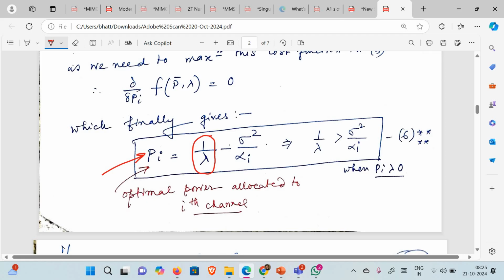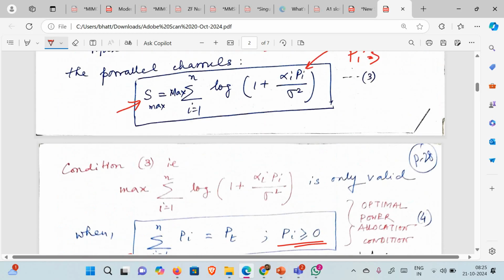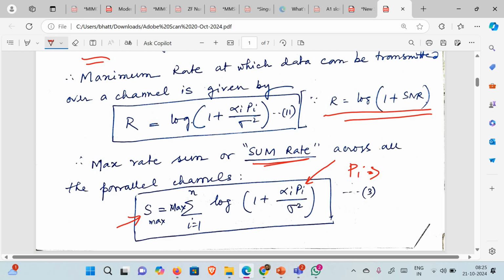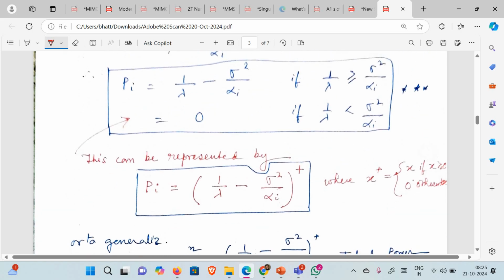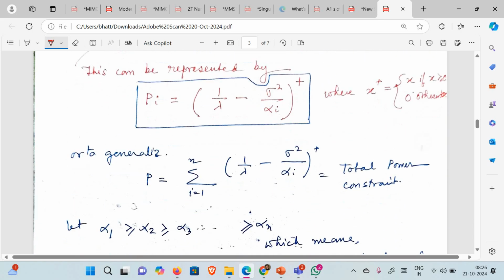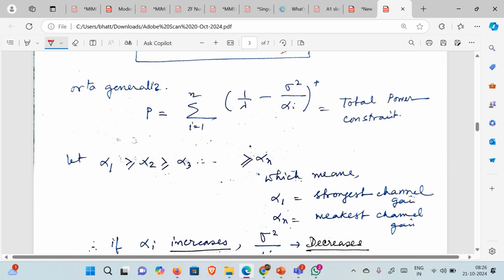If I can get the optimized power, we'll go back to the previous equation over here, where we can substitute Pi, alpha i we already know, and sigma square will definitely be given because it's a noise factor. We substitute everything and we can get the sum out. That is the basic objective. Alright. So let's see how we can solve the numericals then.